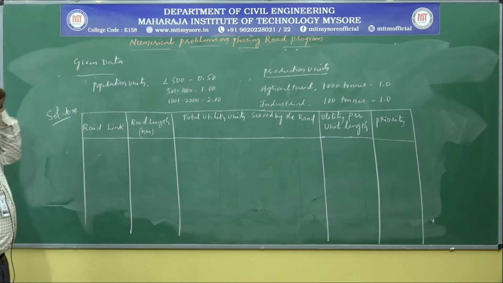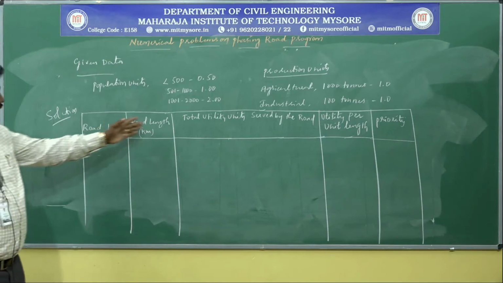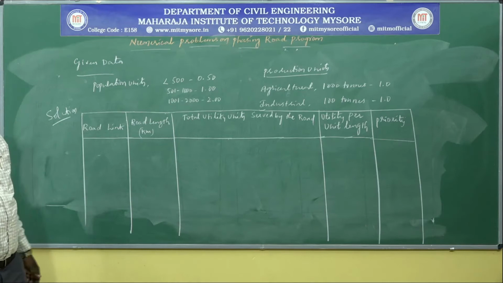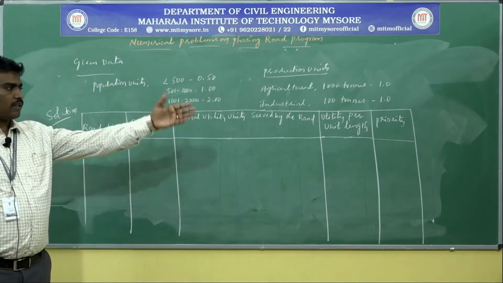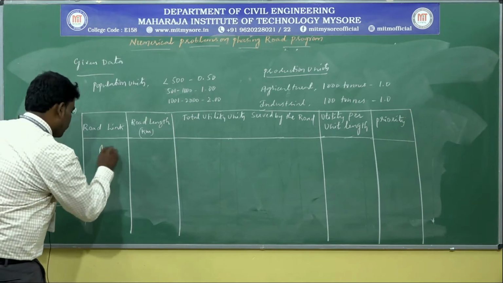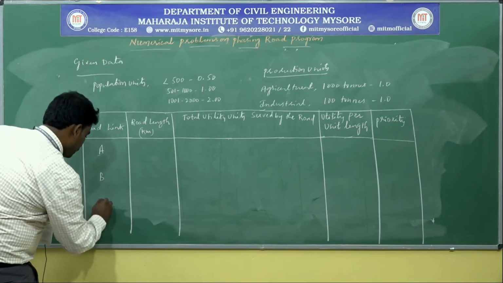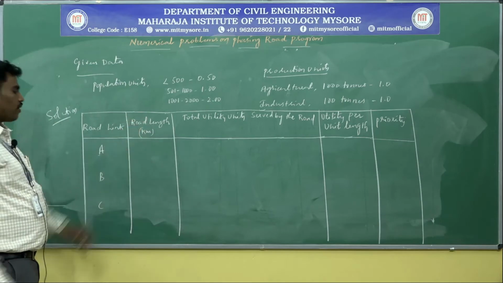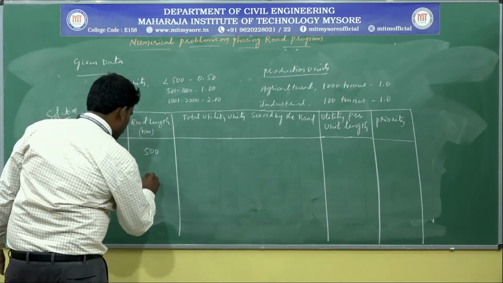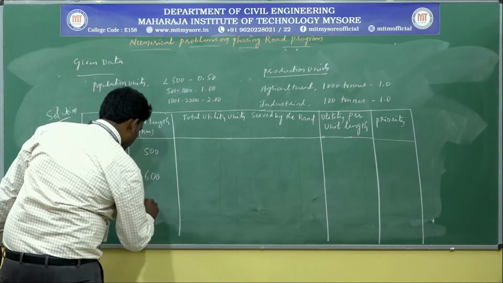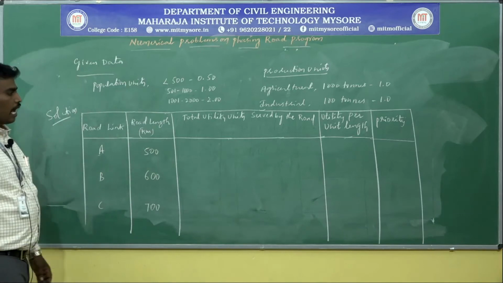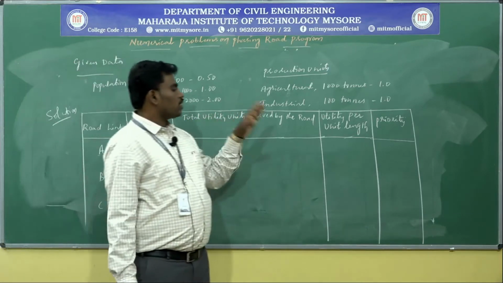Is it clear? The first column is the road length. Next, the total utility units served by the road. Next is utility per unit length. Next one is priority. So the first one is road link A, B, C. For road link A, they have given 500 kilometers, 600 kilometers and 700 kilometers as the road length. And observe the total utility units served by the road.